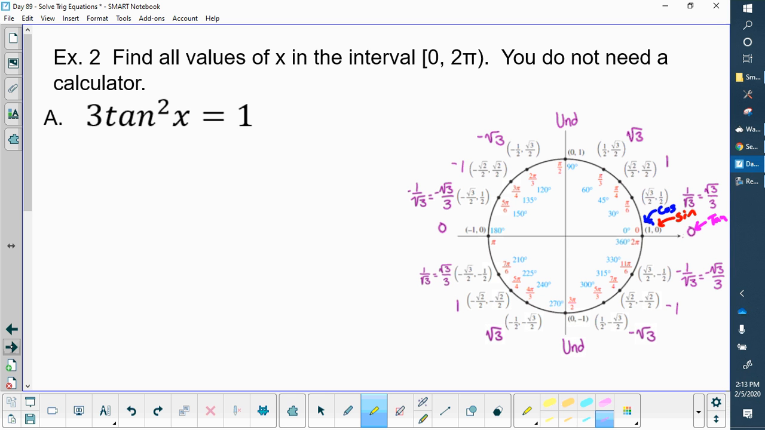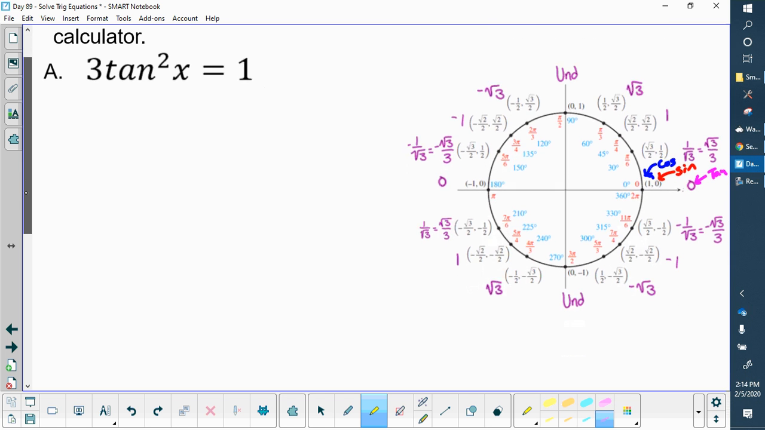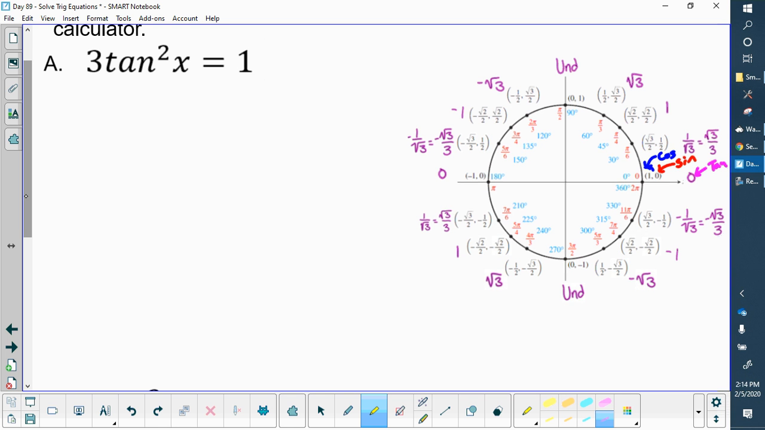Number 2A, aka 3. Okay, this one is a little different than the last problem. In the last problem, I moved everything to one side, and I could technically do that here. Don't copy this down, but let's just talk about it.